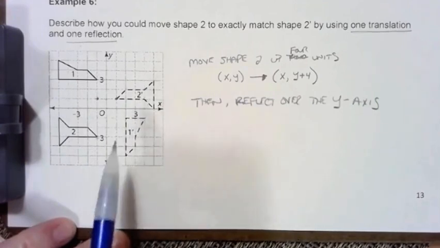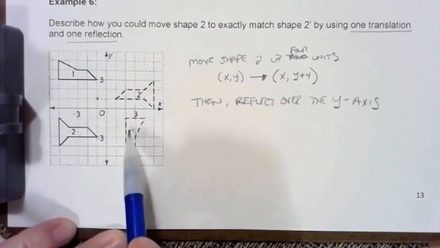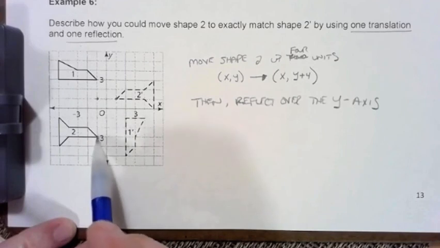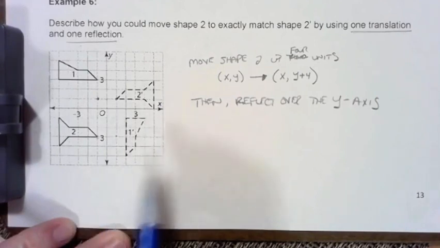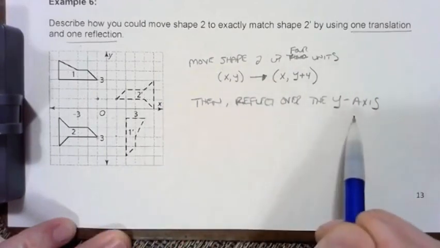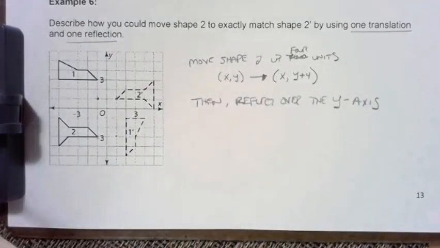Now I could have done that in an opposite order. I could have taken shape number 2 and reflected it first over the y-axis. All right, so this point would end up right here. And then all I would have to do is simply move it 1, 2, 3, 4 units up. So I could have first done the reflection over the y-axis and then translated the shape up 4 units.